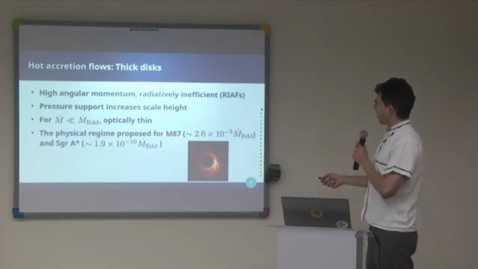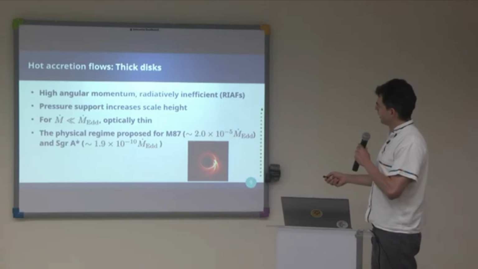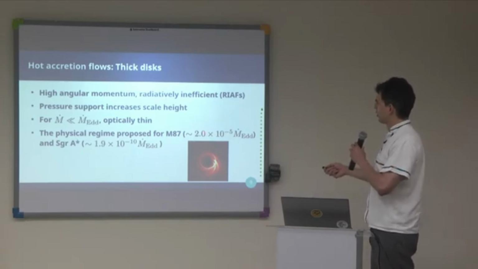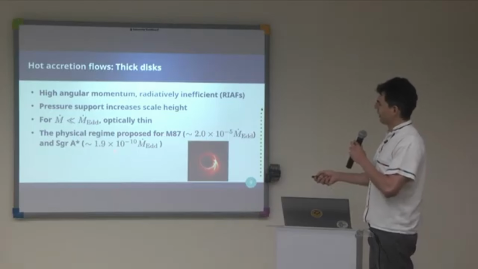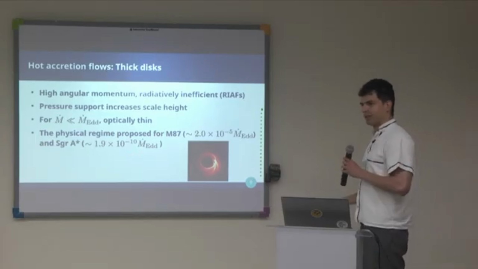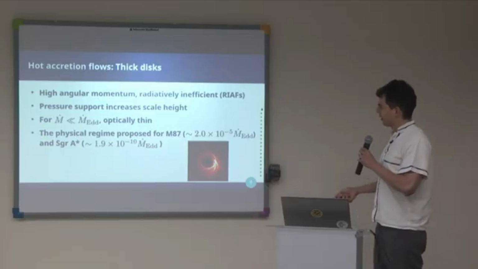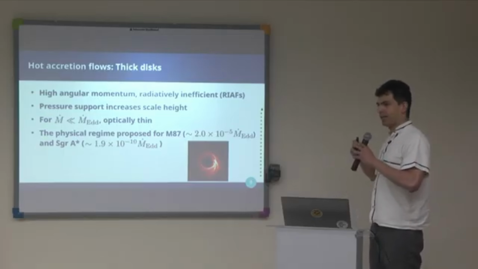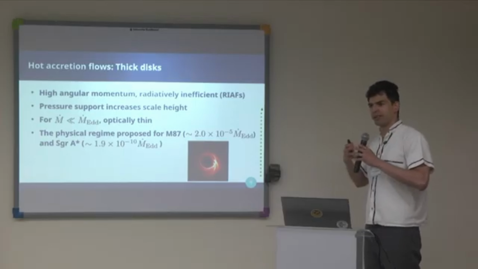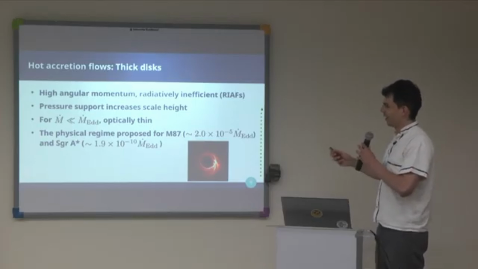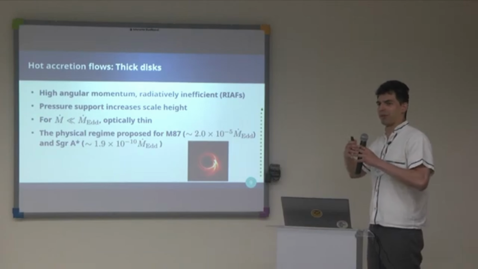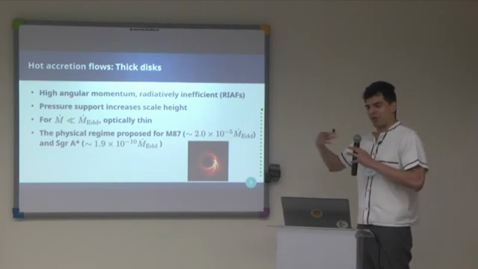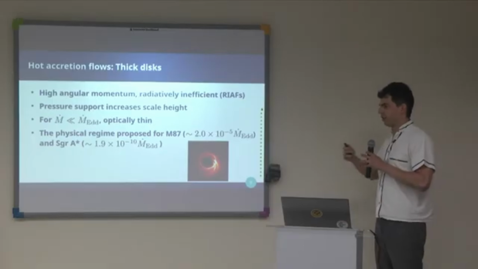So for M87, the actual accretion rate is believed to be more or less 2 times 10 to the minus 5 the Eddington accretion rate. And for Sagittarius A star, it is thought to be also roughly 2 times 10, but now to the minus 10 times the Eddington accretion rate. So for both Sagittarius A star and M87, the plasma is expected to be very insensitive to radiation. But for M87, it is a bit less than for Sagittarius A star. So in M87, radiation could be a bit more important if one considers longer timescales.